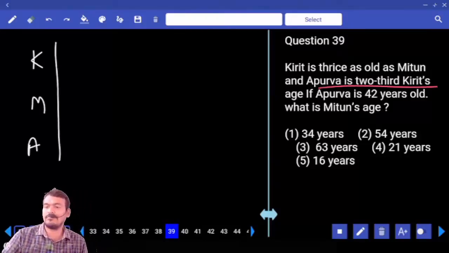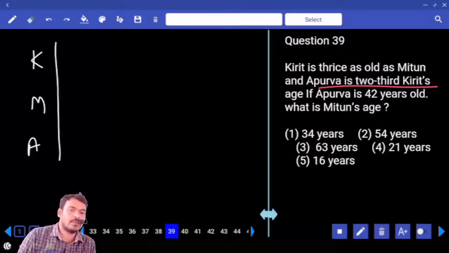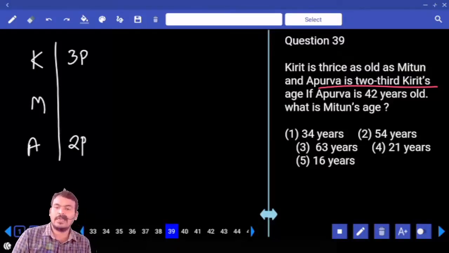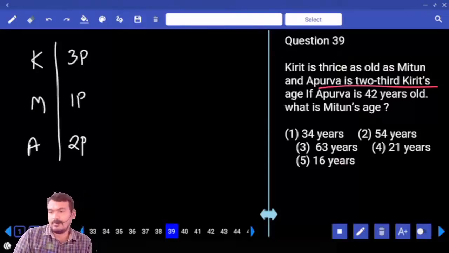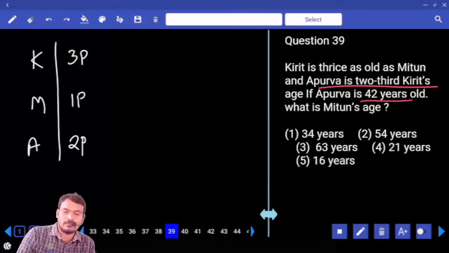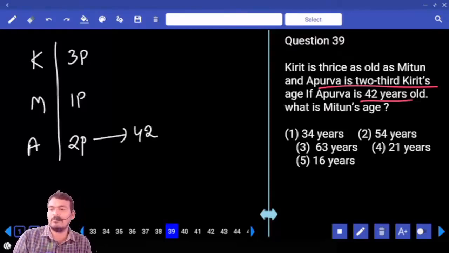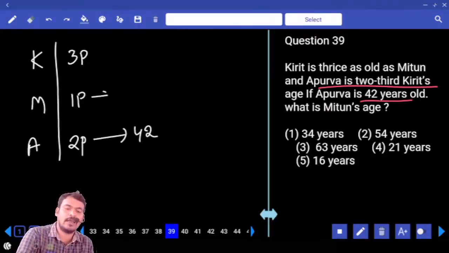Apurva is 2/3 of which one? K. Means K is how many parts? 3 parts. Apurva is 2 parts. K is thrice as old as which one? M. Means M is 1 part. And what is the Apurva value? 42. Means 2 parts are given as 42. What is the 1 part value? 21. We require the Mithun value. What is the Mithun value? 21.